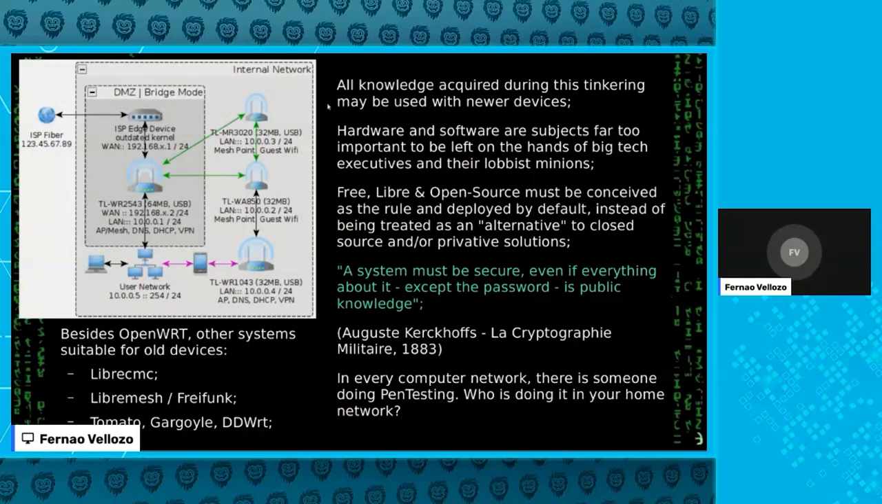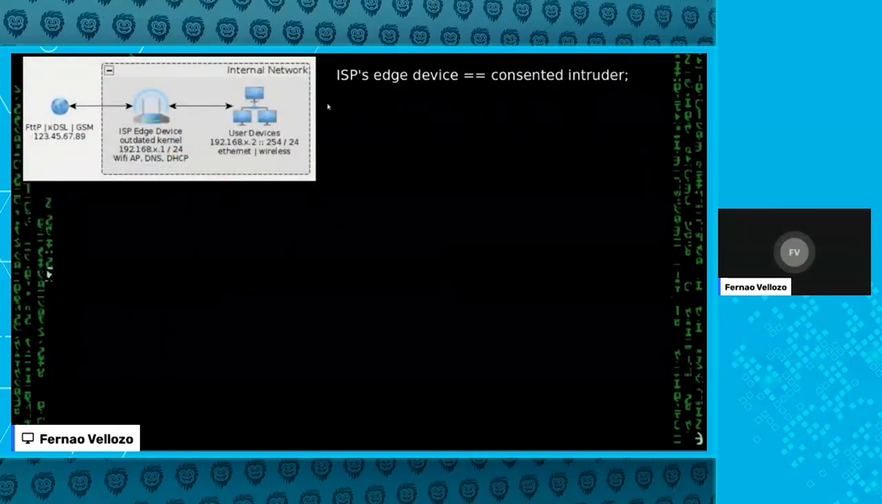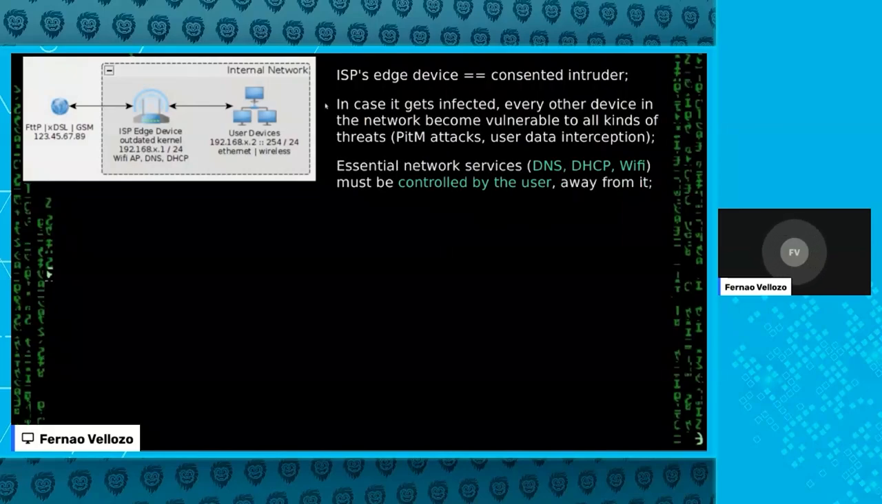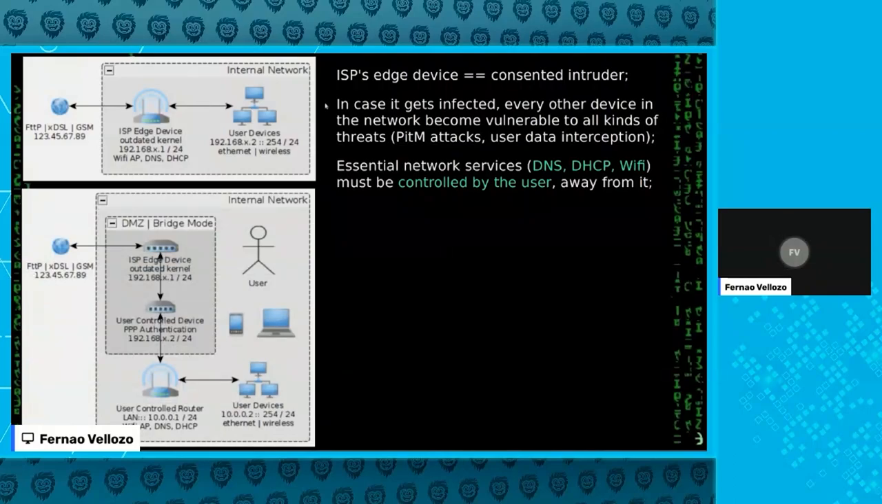Our good friend Rodrigo has shown his adventures with the ISP routers. These ISP routers should be conceived as a consented intruder. They are not supposed to be touching all over the user networks, because it's easy to get infected, since these are outdated devices, and all our user data and network data flows in and out of those devices. So it's subject to interception, person-in-the-middle attacks, and all that. So essential services such as DNS, DHCP, and Wi-Fi should be controlled by the user and kept away from this router, this edge device.